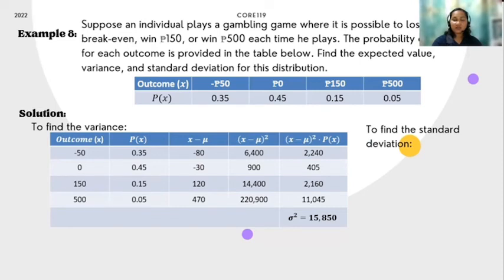So for the standard deviation, since nahanap mo na ang value ng variance, just take the square root of the variance. So the square root of 15,850 will be 125.9. So this will tell you about the dispersion of the data. So the higher the standard deviation, the more dispersed the values are from the distribution. So in this case, 125 and maybe 90 centavos for this problem. Okay, so that is example number 8.